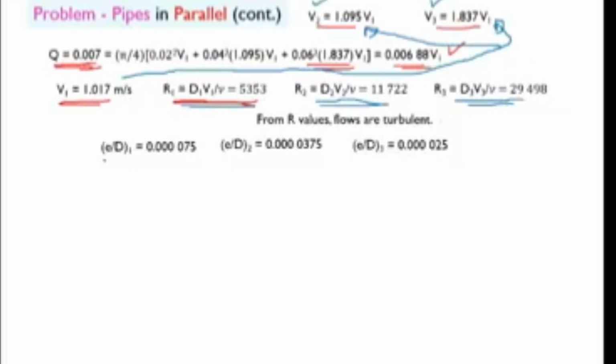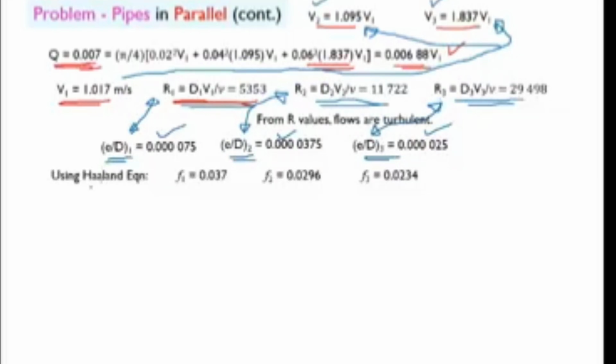Now similarly, we can calculate E1 by D. E is given, the same for the pipe material, but the diameter is different. So the relative roughness is this for the 3 pipes that are connected in parallel. Now in this case, for these R1 and E by D, you will go to the Moody chart, or you can use the Colebrook equation or Haaland equation, and you will calculate the F values.